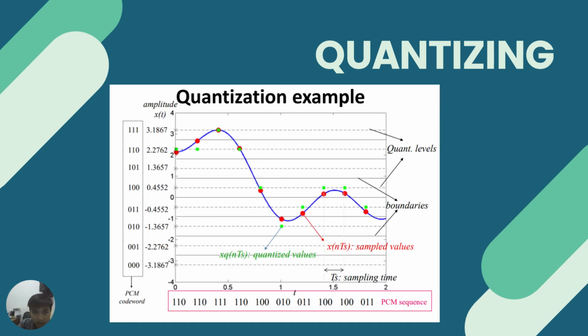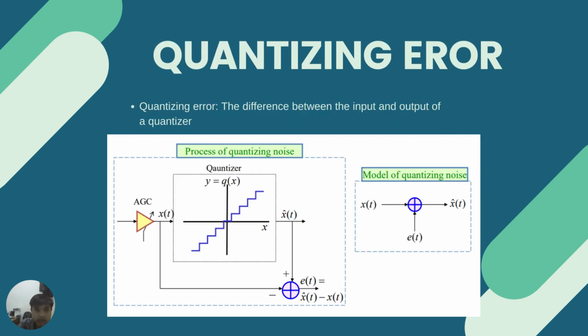Then let's continue to the example. This is when we sample the signal. This is the analog signal, and we sample it at this one, this one, this one, and the green one. And after that, this is the level of the quantization, and the boundaries are also here because the signal is just until here. So this is the maximum, and the minimum is like this. This is the boundaries. The signal is until here, and after that this one is the quantizing error.